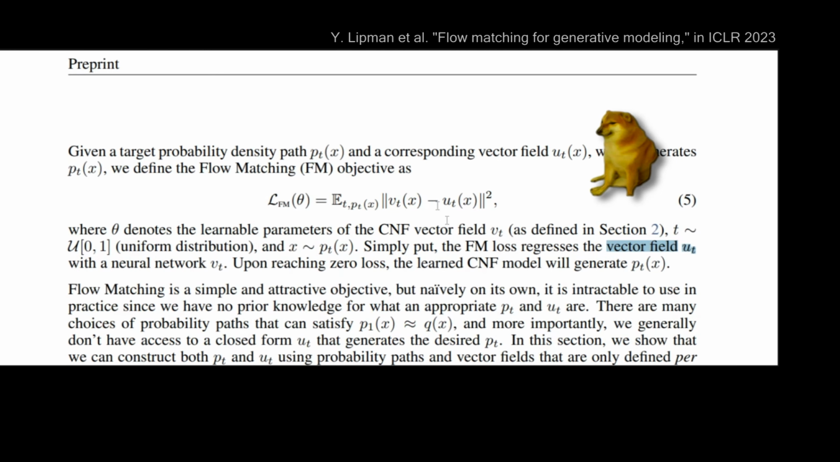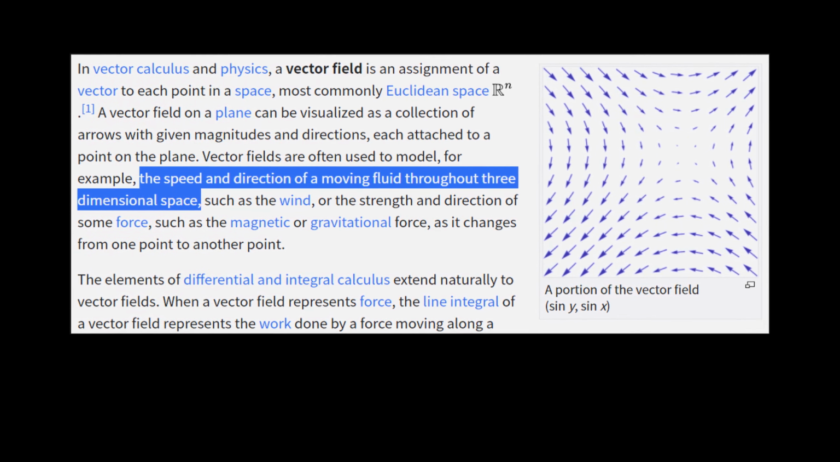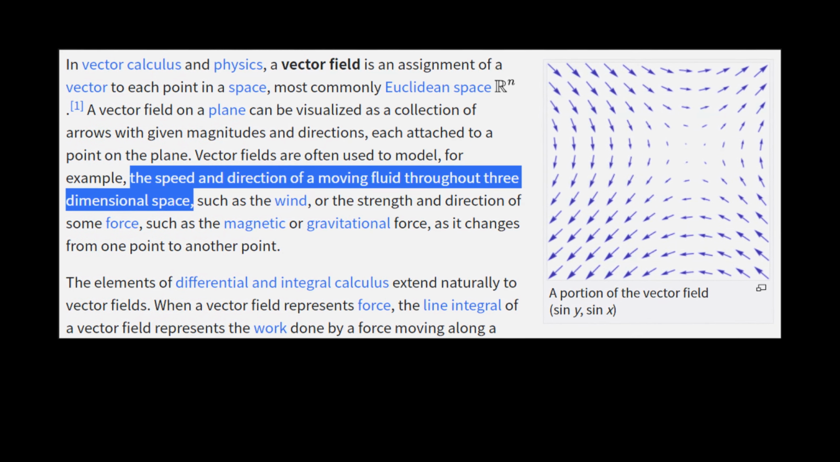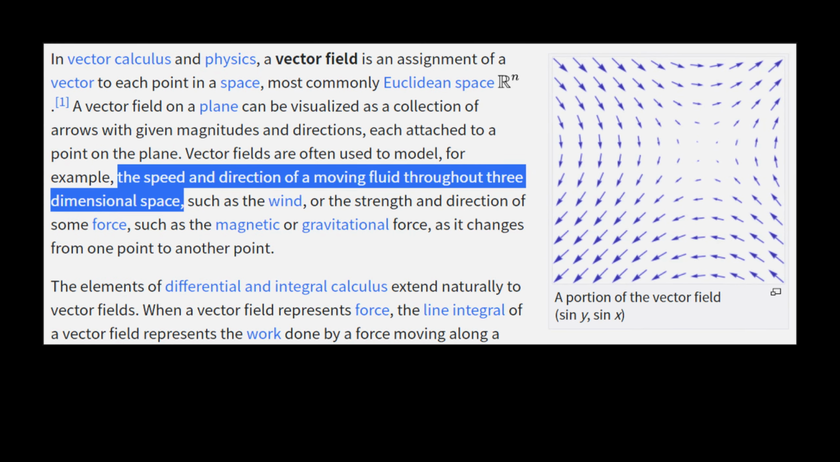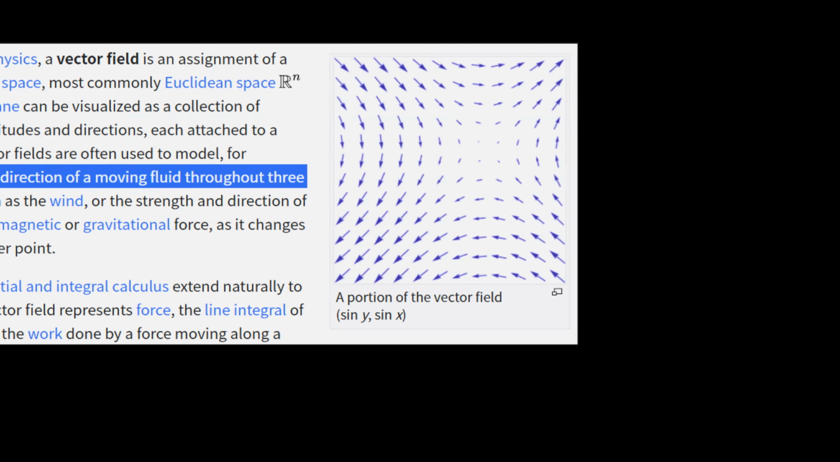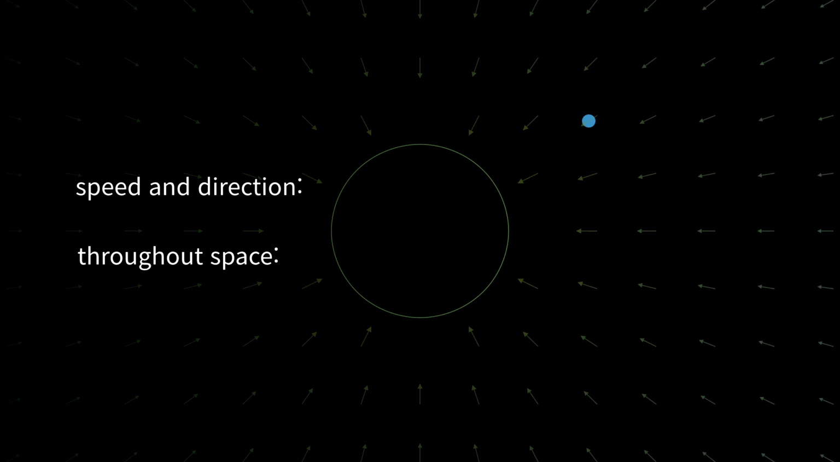What is a vector field? According to Wikipedia, a vector field is used to model speed and direction throughout space. For example, it models wind or physical forces, such as magnetic or gravitational forces. All these forces affect something and cause movement. The two primary keywords here are speed and direction, and throughout space. Speed and direction correspond to vector, and the phrase throughout space corresponds to field.